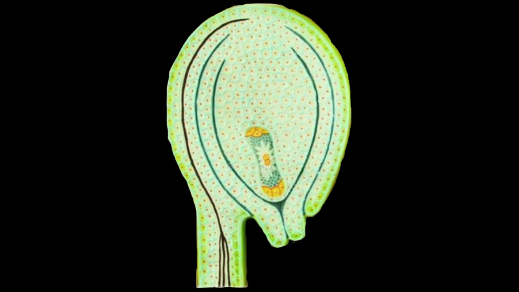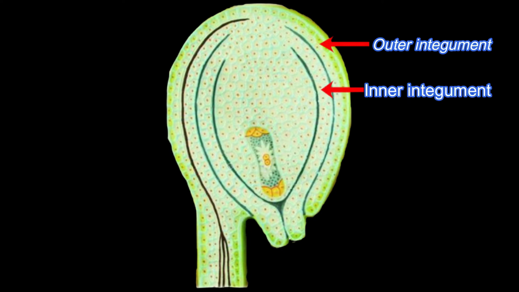So what are the integuments in this diagram? In this diagram, this is the outer integument and this is the inner integument. These integuments never meet at the tip and they leave a small opening, and that opening is known as the micropyle. So this is the micropyle.